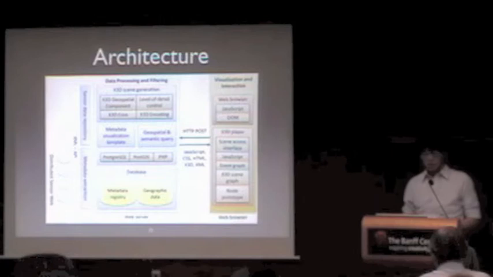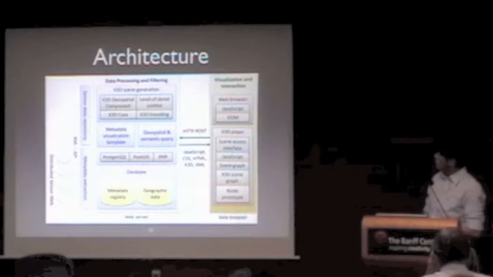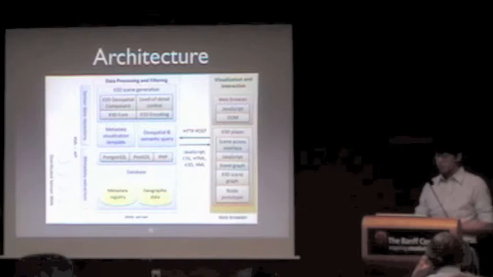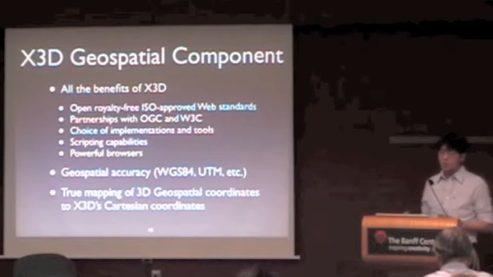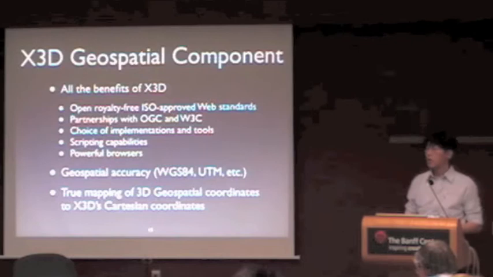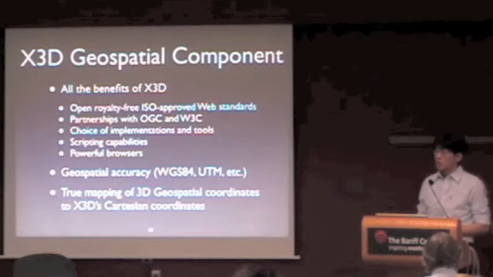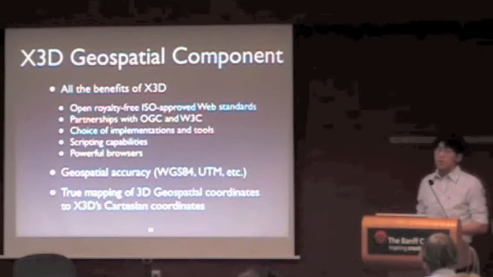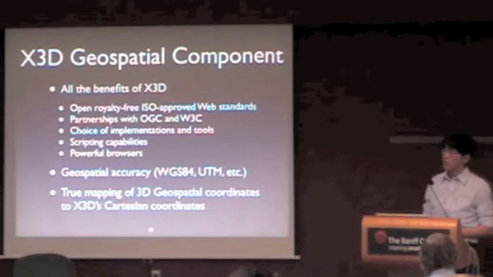And all the metadata visualization template and geospatial query is dynamically generated. There was some reason why we employed X3D as the basic technology for describing dynamic 3D scenes. These days, KML and the Google Map API are widely used, and they provide a very easy to use interface and environment.